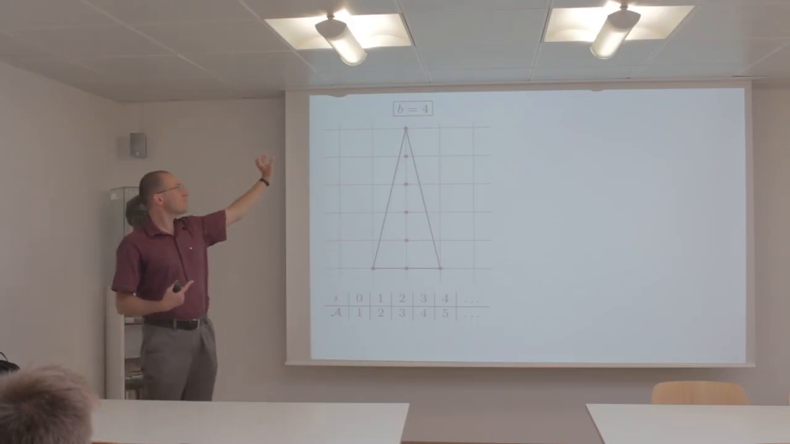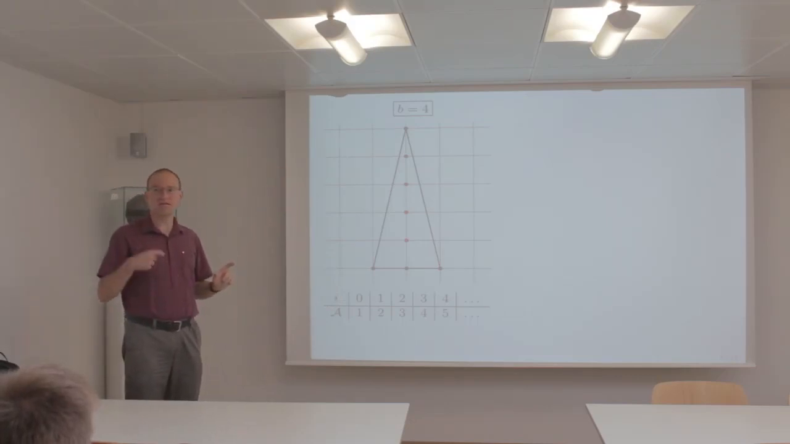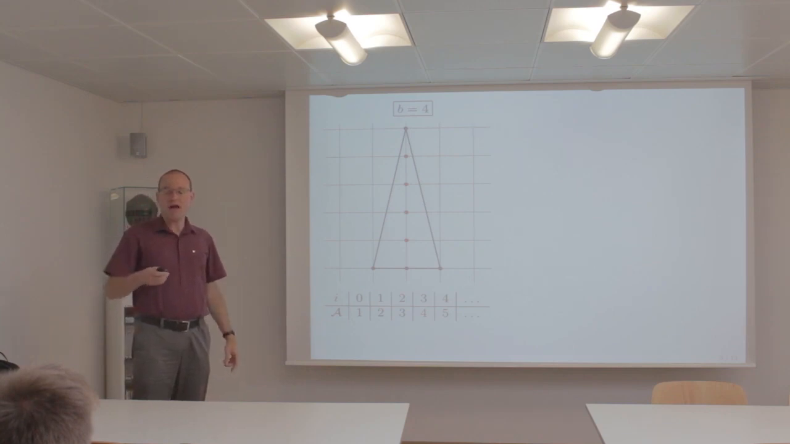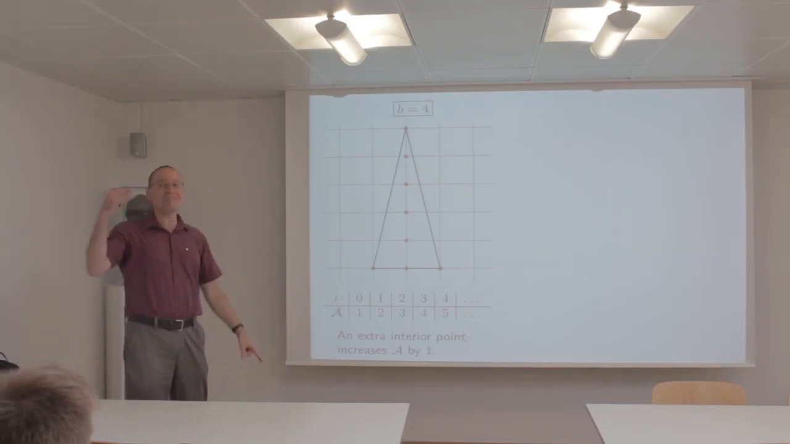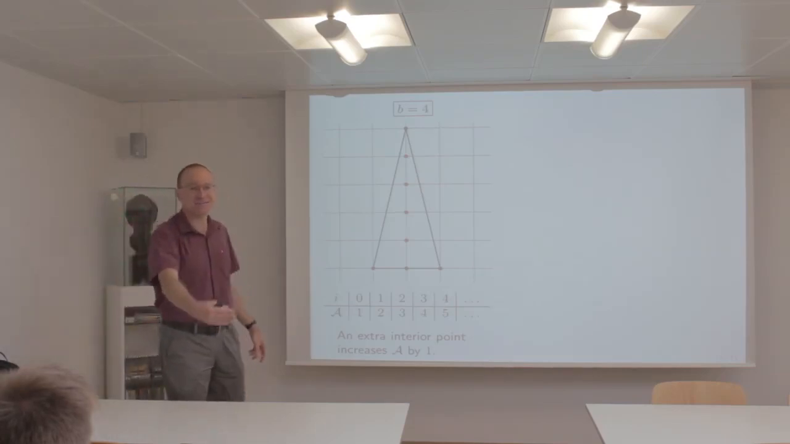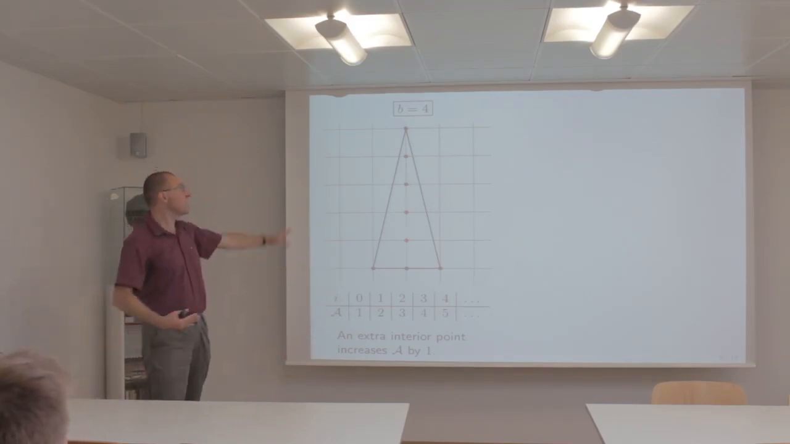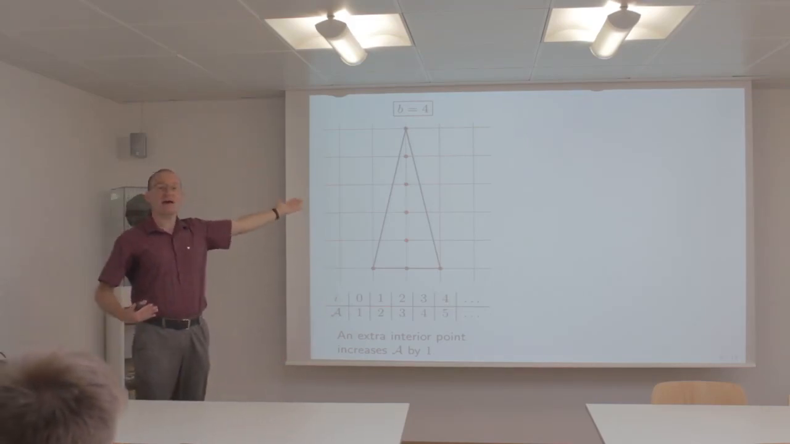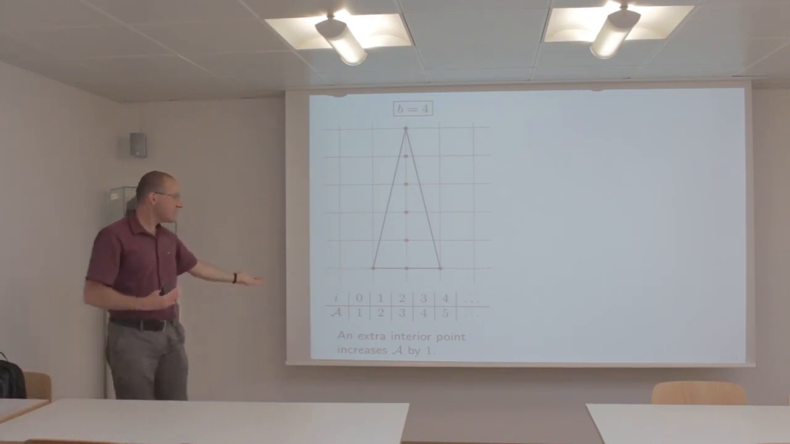That would be because we fixed B equals 4. Yes? For every interior lattice point, the area goes up by a certain amount. Exactly. An extra interior point increases the area by 1. This is the observation. When B is equal to 4, you can try other values of B, you can play more, and you will observe the same phenomenon. When you increase I by 1, the area increases by 1.